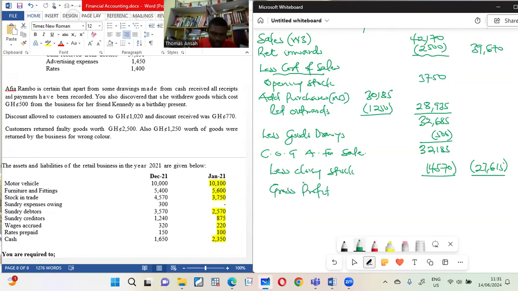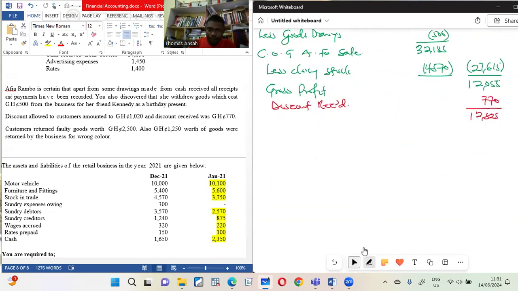All right. So that gives me a gross profit of how much? So I will do 39,670 minus the answer. That gives me 12,055. That is what I have. Then discount received. Discount allowed is this, then the discount received is 770. So 770, that's another income. So plus 770 gives me 12,825. So that is what I have.